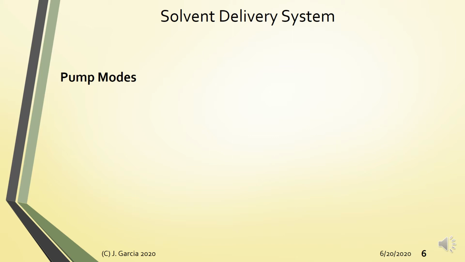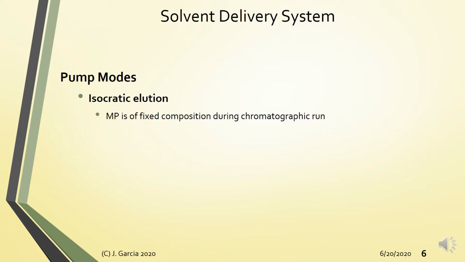Next, you have your pump modes, which is analogous doon sa temperature settings for gas chromatography. First you have your isocratic elution. In isocratic elution, the mobile phase composition is constant or fixed during the whole chromatographic run. So for example, if you're using a 50-50 combination of water and acetonitrile, then for the whole chromatographic run, yun lang ang composition ng mobile phase. And it's usually useful if the polarities of the components of the sample, for example, are not close to each other.